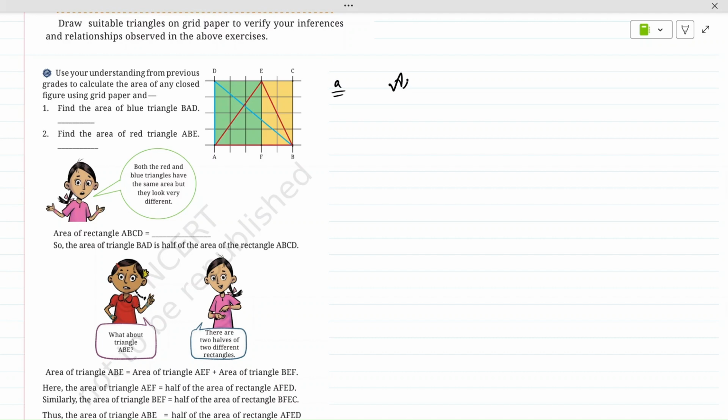Area of rectangle ABCD is equal to what? Length into breadth. Length is 1, 2, 3, 4, 5, 5 units, and width is 1, 2, 3, 4, 4 units. That is 20 units. Area of this rectangle is 20 units.